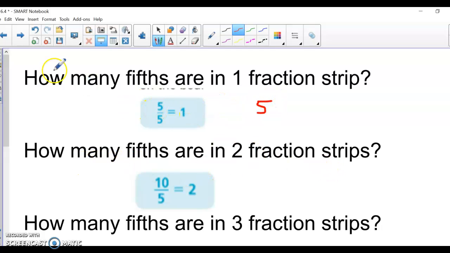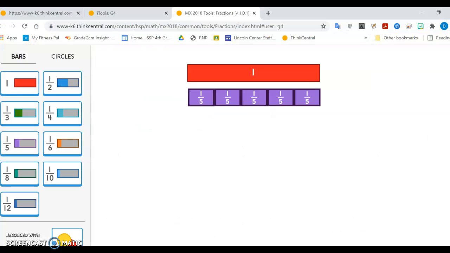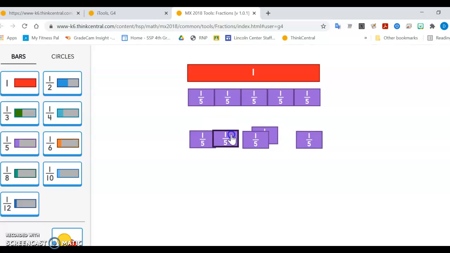How many fifths are in 2 fraction strips? Well, if I were using my iTools here, I can build 2 more fraction strips. And hopefully you're getting to the point where you don't need to do this all the time.